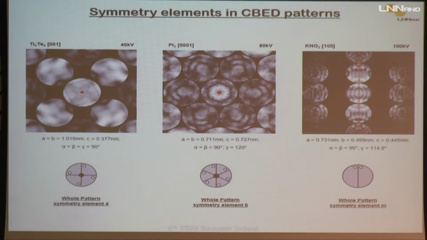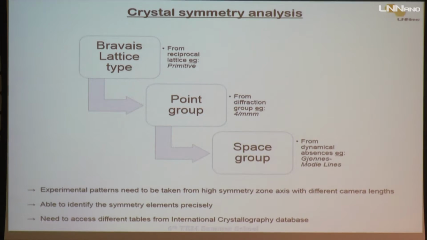And what exactly does a mirror mean? If I draw a line from top to bottom, the left hand side is equal to the right hand side, then I can say there is a mirror in it. So after understanding the symmetry elements, it's much simpler. How simple depends upon the clarity of your CBED patterns.